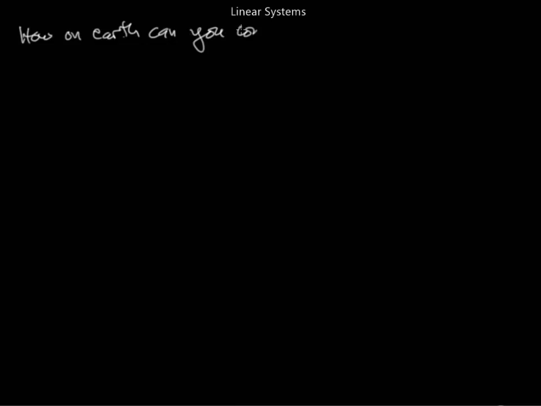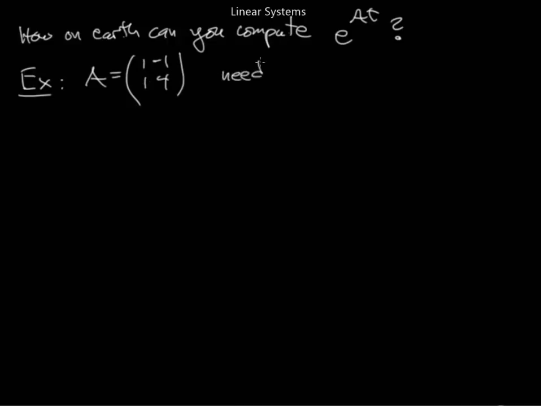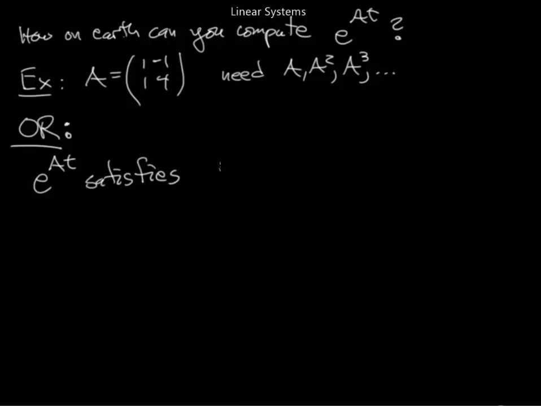So if this was true, in order to solve this equation, you just need to compute this e to the At thing. So for example, when A is this matrix 1, -1, 1, 4, the formula is going to involve A and A squared and A cubed and so on. Infinitely many terms with all of these matrix products. There's no way to compute that. But here's the magic thing. e to the At is a solution to this equation. If I call it psi, it's a solution to psi prime is equal to A psi, assuming that the details work out. And psi of 0 is the identity.